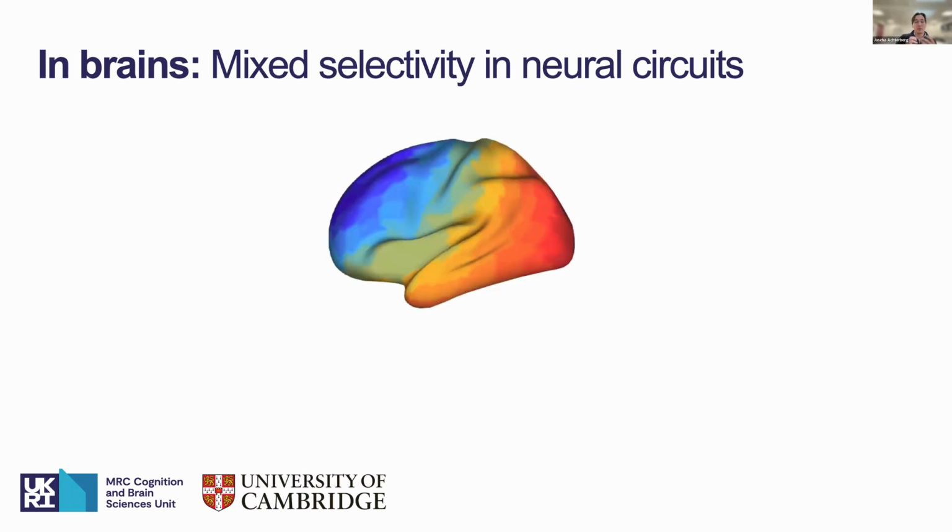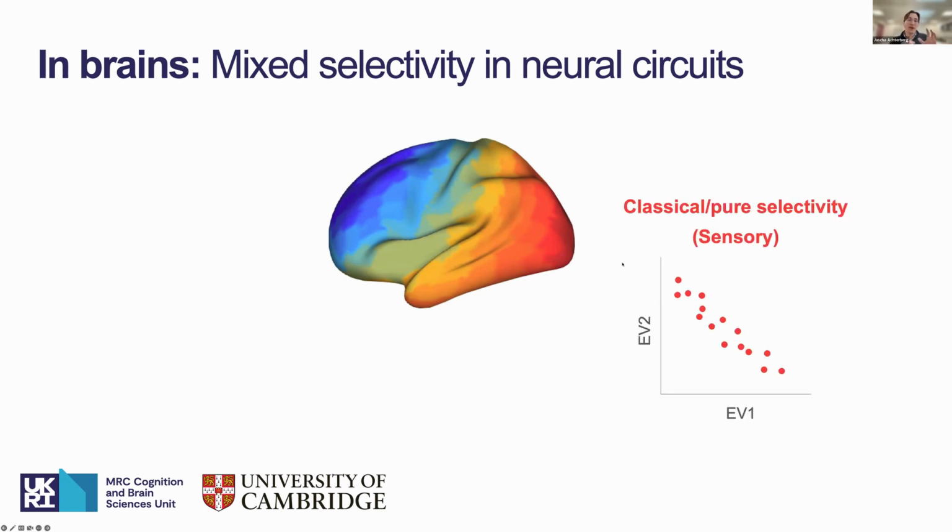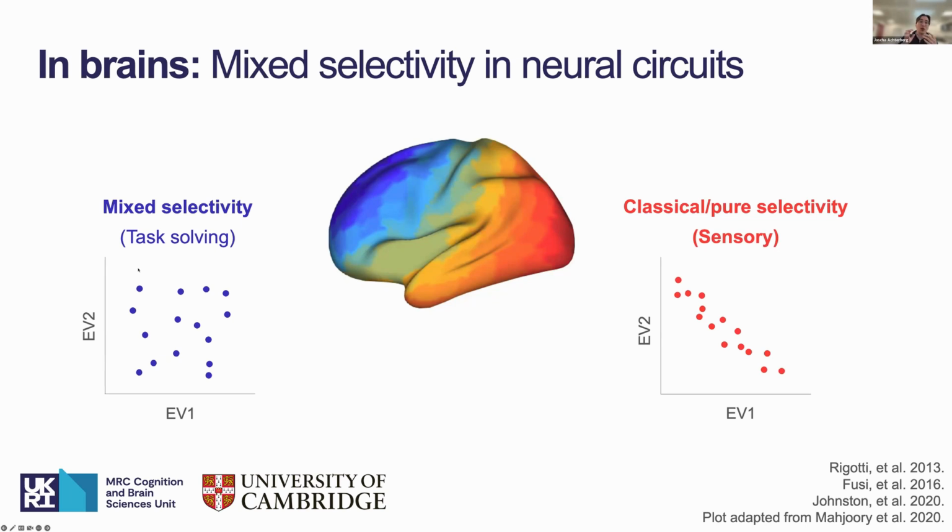If we look at the brain, what usually happens in sensory regions is that we get something like classical pure selectivity. This is typical visual cortex code, which means that if a cell codes for one variable, it tends to not code for another variable. So there's an anti-correlation of the explained variances for different stimuli. If we instead look into task-solving networks, like prefrontal and parietal networks, we see something called mixed selectivity, so that knowing whether one unit codes for one variable in the task doesn't tell you anything about whether it also codes for another variable in the task. Across the population of neurons, this is randomly distributed, basically.